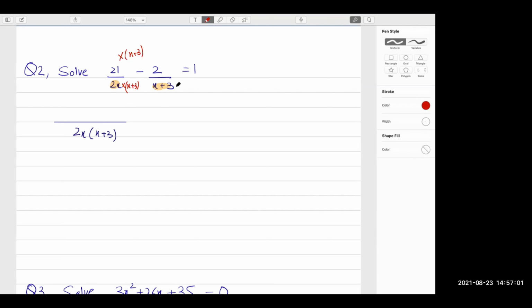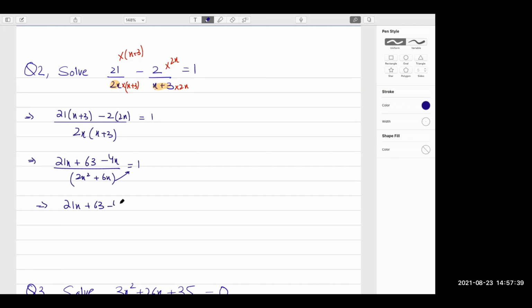You have to keep on simplifying this. This results in 21x plus 63 minus 4x over 2x squared plus 6x equals to 1. Now the entire denominator is going to be multiplied by 1. Okay, you're going to rearrange the equation and simplify it further.